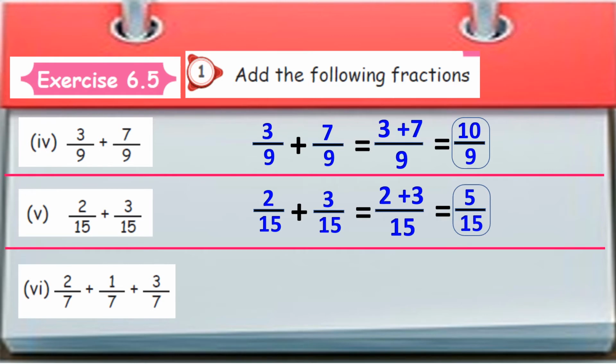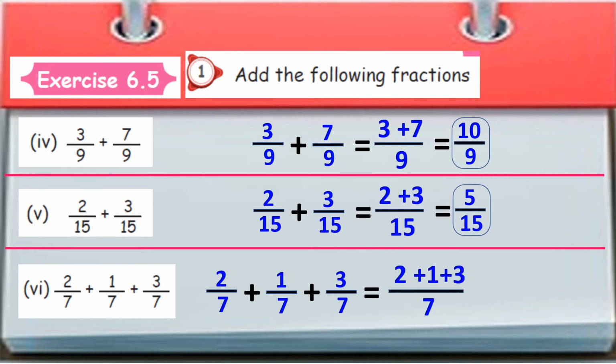Next one, 2 by 7 plus 1 by 7 plus 3 by 7. So here we have 3 fractions. Here also we are going to do the same because it is also a like fraction. So that's equal to 7 at the top, 2 plus 1 plus 3. That's equal to 6 by 7.